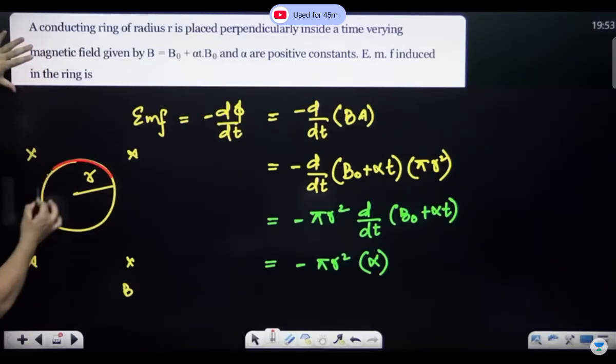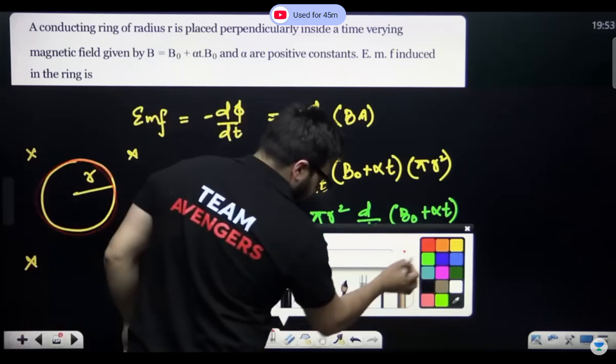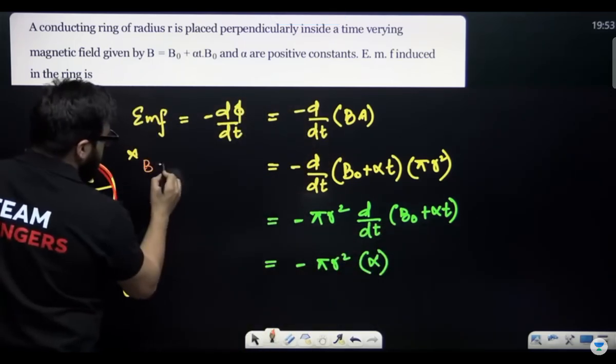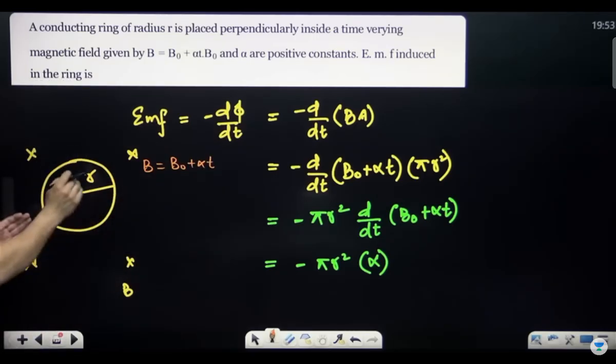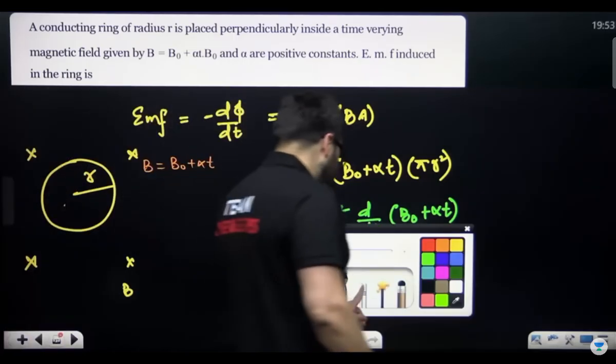You have a ring over here. This ring is placed in a magnetic field. This magnetic field is given as B naught plus alpha t. You are supposed to find, if this magnetic field is changing with respect to time, how much EMF is being induced in this coil. So how will you find the EMF, my dear NEET aspirants?